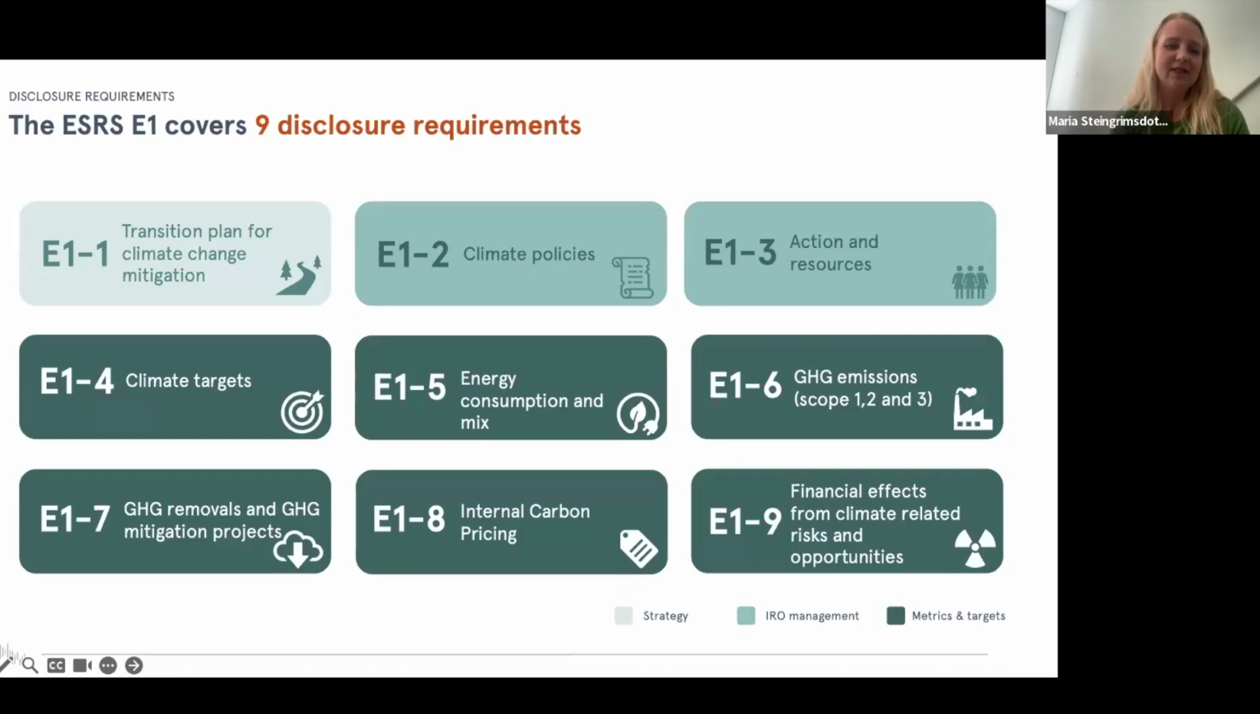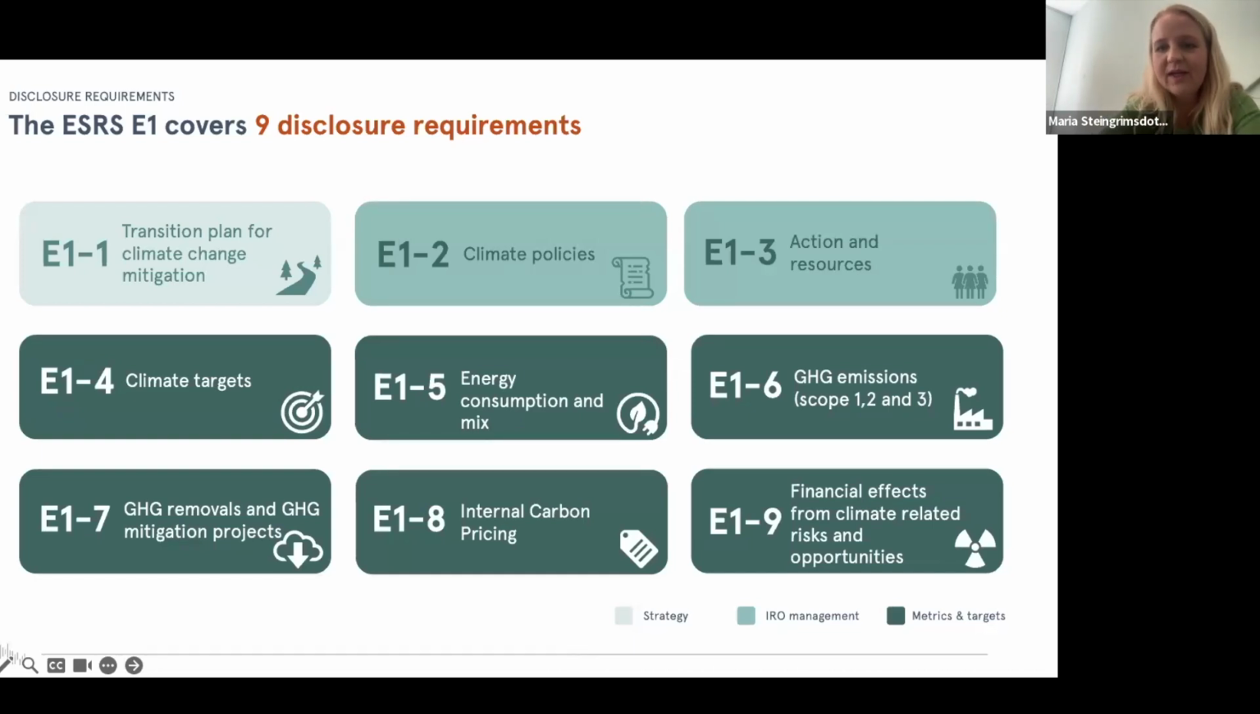And the ESRS E1 standard is divided into 9 disclosure requirements that are presented here on the slide. So the first one is a transition plan for climate change mitigation. The second one is on climate policies, and the third one on actions and resources. You can see there is a slight difference in the coloring of the disclosure requirements, and this is to highlight that these disclosure requirements are embedded within different building blocks of the ESRS, which Minna showed you before.